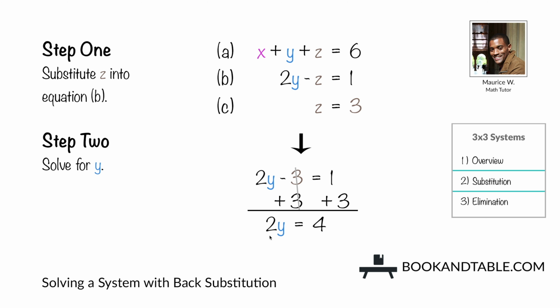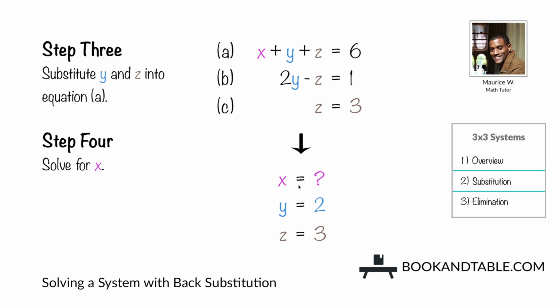And now to remove this coefficient of 2, we'll divide both sides by 2, giving us y is equal to 4 divided by 2, which shows us that y is equal to 2. So once we substitute z into equation B and solve for y, we have two of our three variables solved for. So to find x, we want to substitute y and z into equation A and solve for x.